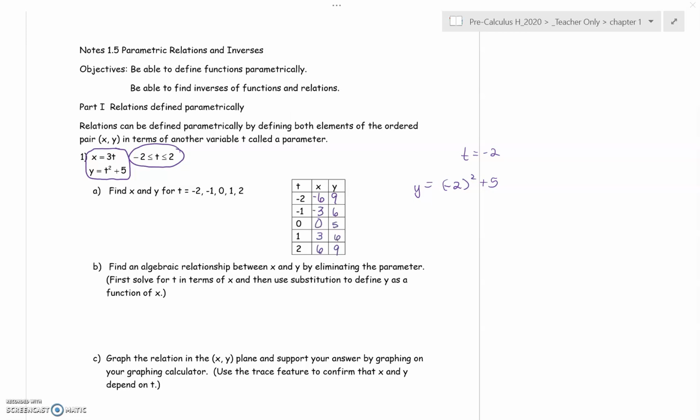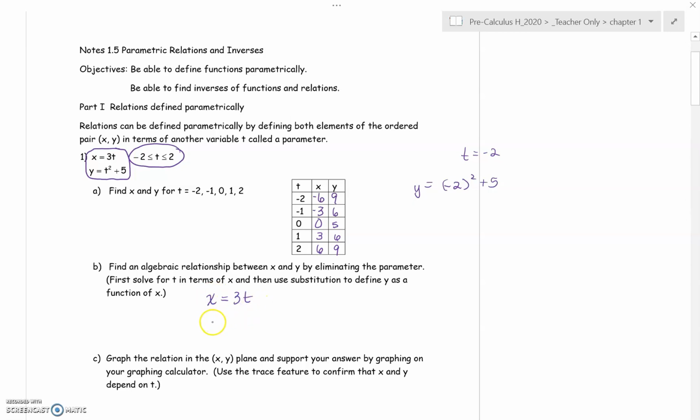Okay, welcome back everyone. Hopefully we have the table all filled out and maybe this mystery is getting a little bit more clear. So what we're going to do next is find an algebraic relationship between x and y by eliminating the parameter. In other words, I would like y in terms of x. So we're going to eliminate the parameter t. I would take a look at which equation looks easier to isolate, the x or the t. I believe the first one would be easier.